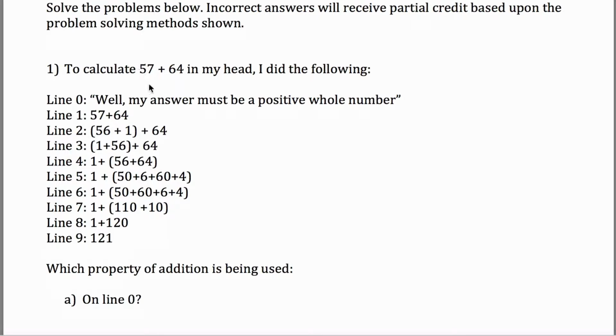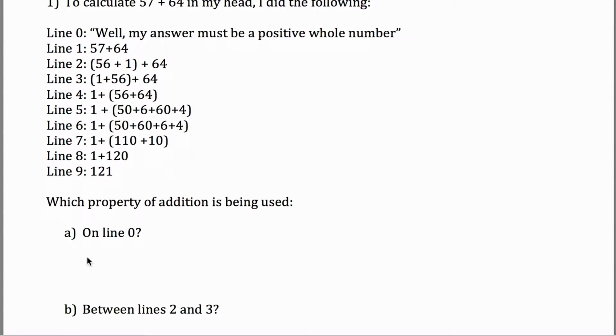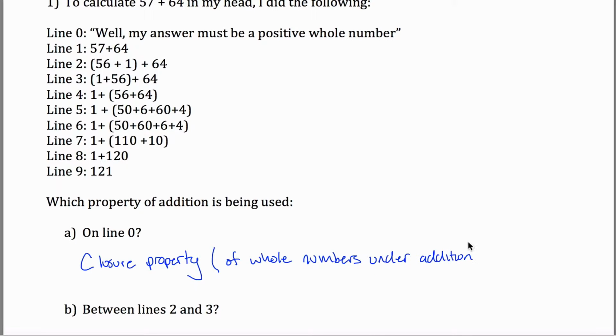So if you read through here, to calculate 57 plus 64 in my head, I did the following. Line 0, well, my answer must be a positive whole number. That is true because of the closure property. Technically, it's the closure property of whole numbers under addition. But if you just told me the closure property, frankly, I'm happy. Call that good.